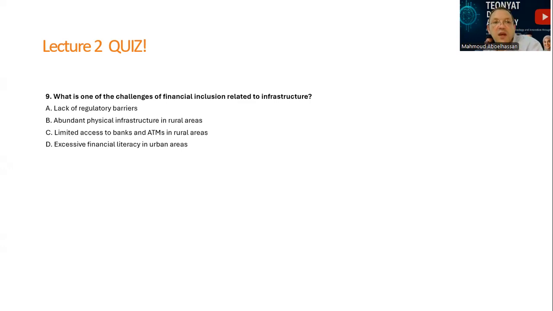What is one of the challenges of financial inclusion related to infrastructure? Lack of regulatory barriers, abundant physical infrastructure, limited access to banks and ATMs in rural areas, excessive financial literacy in urban areas. Yes, this is the most correct answer.